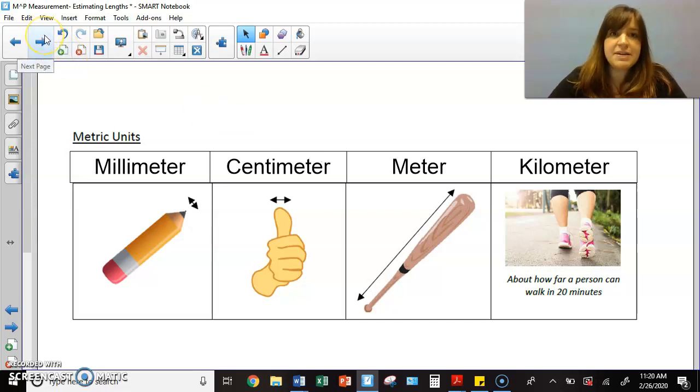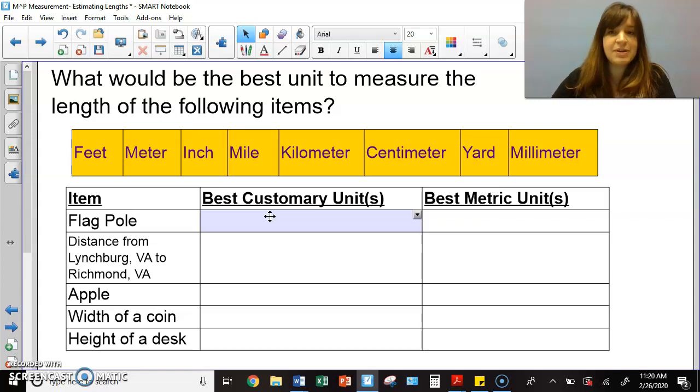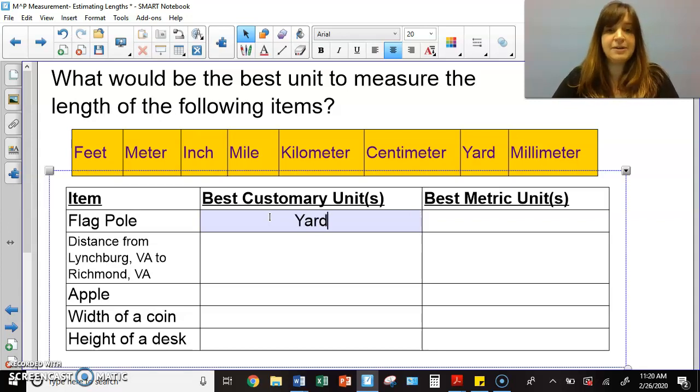Let's talk about some instances when we would use these measurements in real life. Here's a word bank in yellow of the 8 different measurements we learned about, for both the United States customary and the metric. If I had a flagpole and I had to measure from the bottom of it to the top, we need to pick a unit that would be the best to measure that with. In the United States, the best customary unit would be a yard.